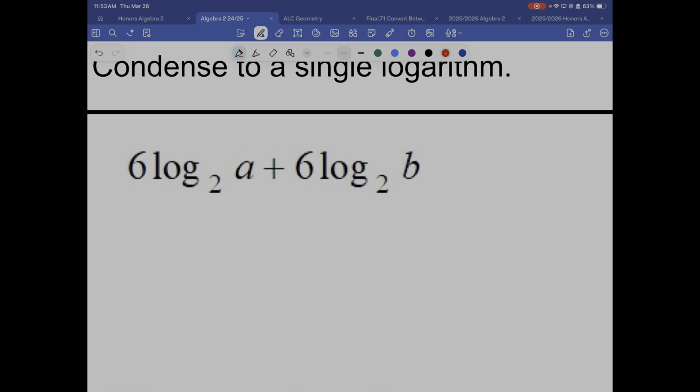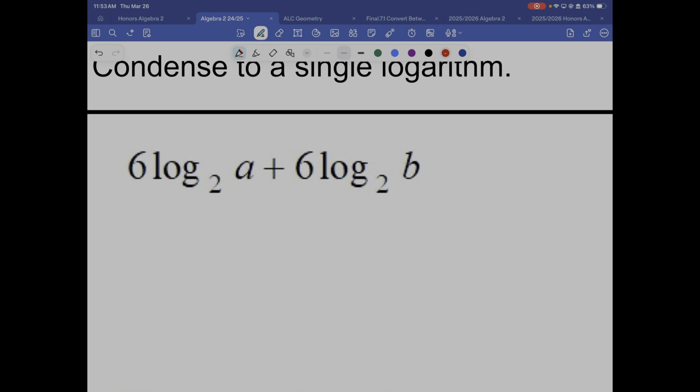So in my brain, I'm going, all right, that means I've got a to the 6th, plus log base 2 of b, so I've got a 6 out front, so that's going to be b to the 6th. So now I've got log base 2 of a to the 6th plus log base 2 of b to the 6th, but they're being added together, so that means that I can multiply them together, getting log base 2 of a to the 6th, b to the 6th. That's what my brain is doing. Okay, and in my brain it makes sense.